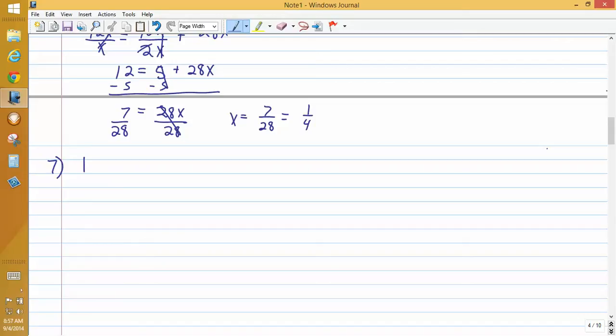Alright, number 7. Solve the formula for the specified variable. We want to solve for t here. So to solve for t, you divide both sides by r, and you're done. T equals D divided by R. That's your answer.